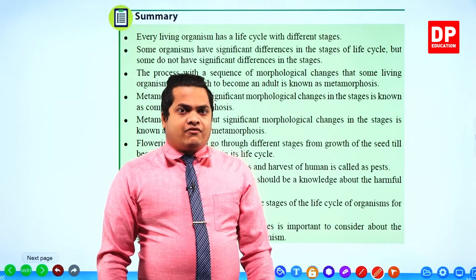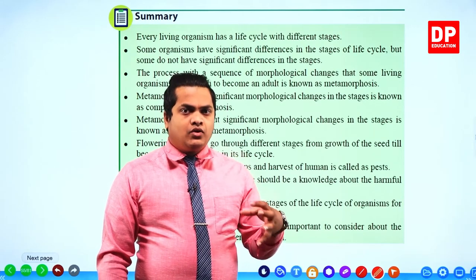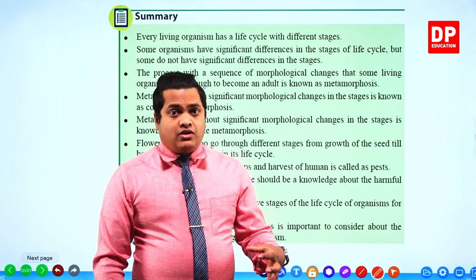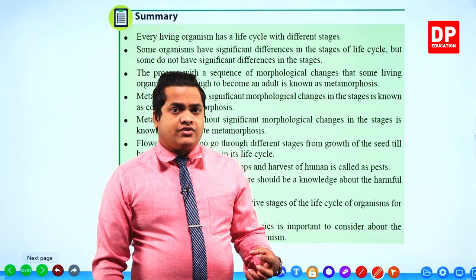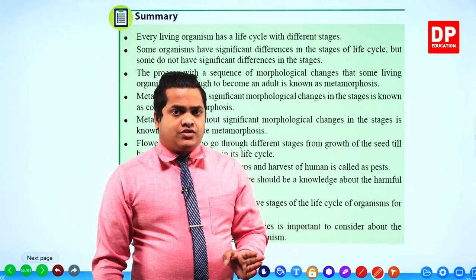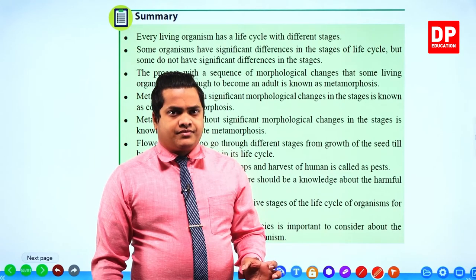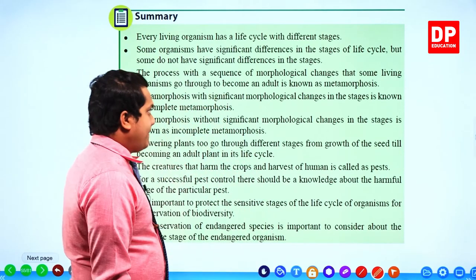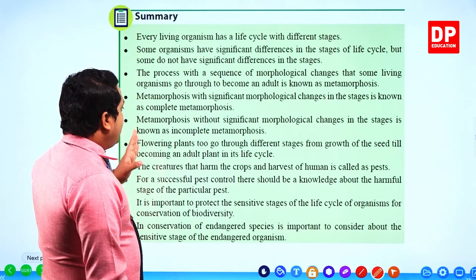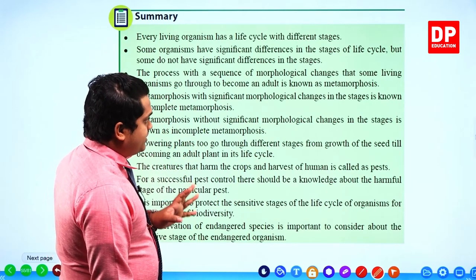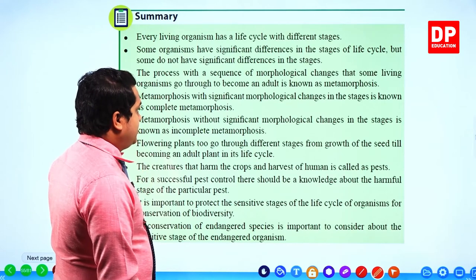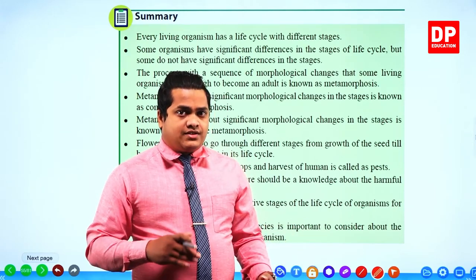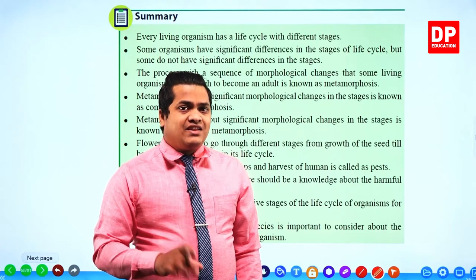So, animals like frog, butterfly, dragonfly, cockroach, those guys go through metamorphosis. Right? So, if a certain organism is showing metamorphosis, my dear children, then from stage to stage, their morphological features are going to differ. Then, metamorphosis with significant morphological changes in the stages is known as complete metamorphosis. So, complete metamorphosis means there should be significant changes within their life cycle.